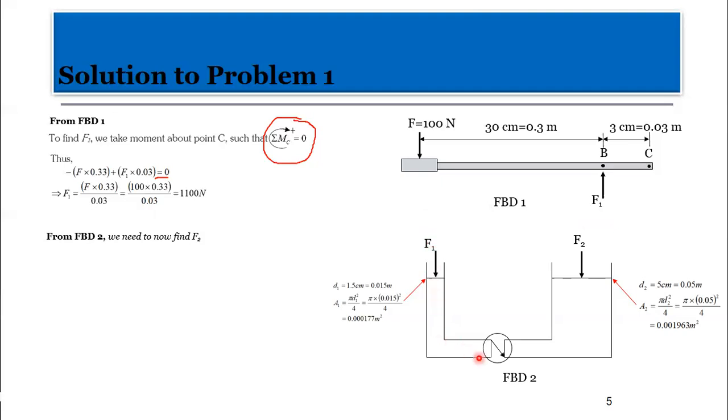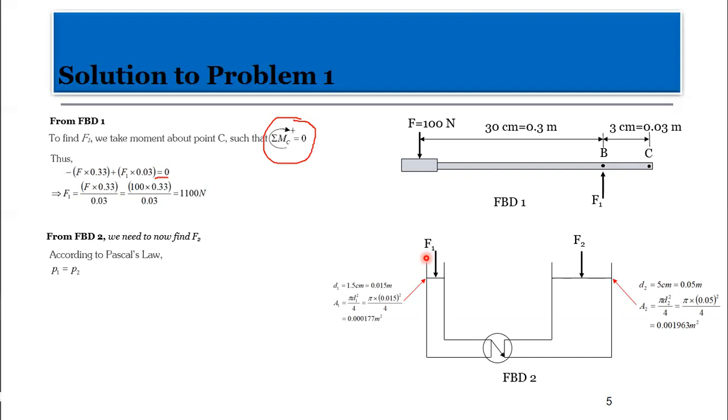So if we consider the fact that Pascal is saying that the pressure remains constant throughout the system when there's a disturbance, meaning that P1 at this surface is the same as P2 at this surface. If we use that assumption, we know pressure to be equal to force per unit area.